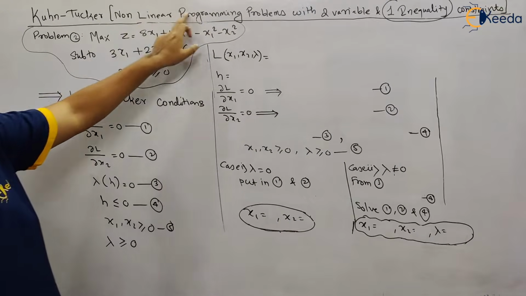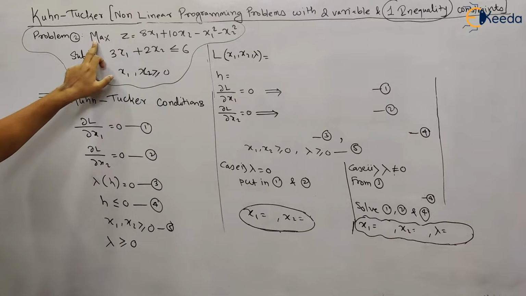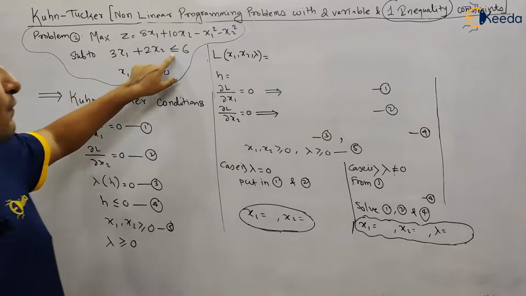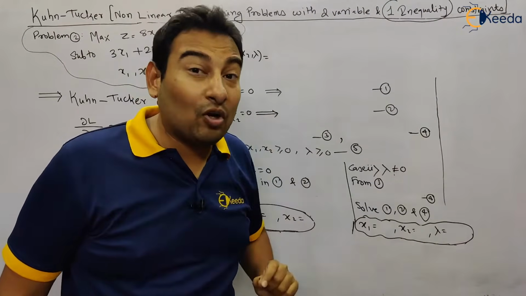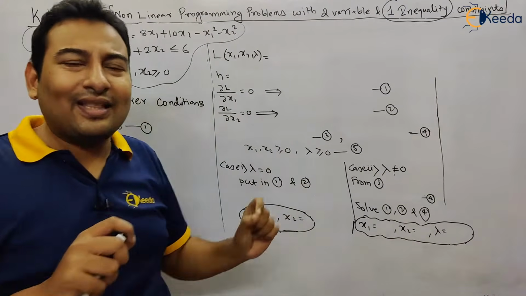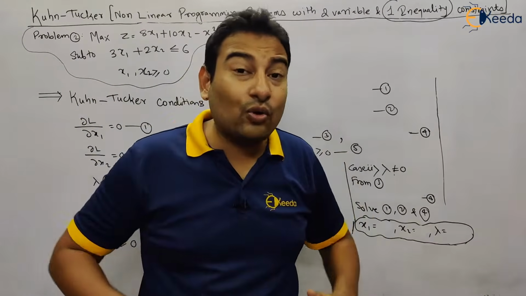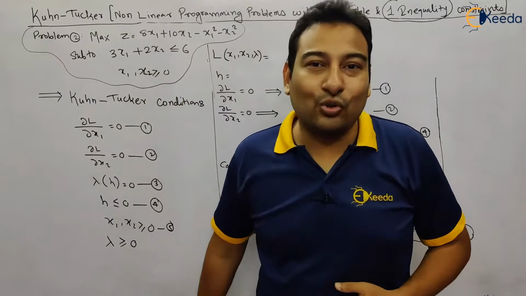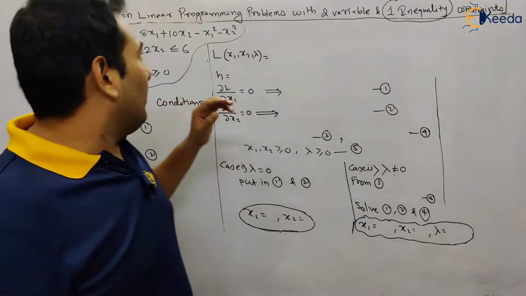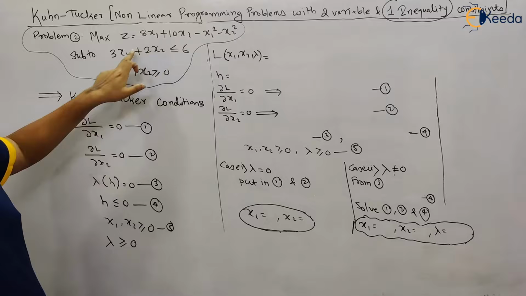Here my z is this. I want to maximize it. There is a constraint, and it is an inequality. Therefore, the problem belongs to Kuhn-Tucker. If it is mentioned in the exam to use Kuhn-Tucker, well and good. If it is not mentioned in the exam, this will indicate the problem belongs to Kuhn-Tucker. So, there are two variables and one constraint.